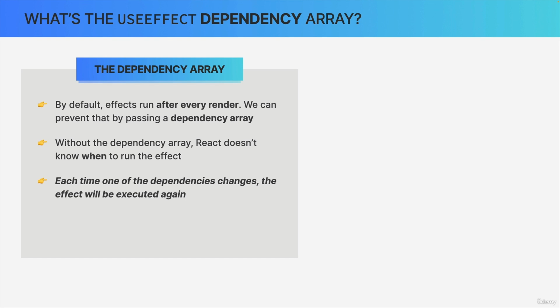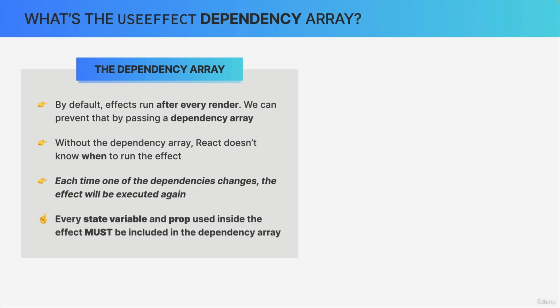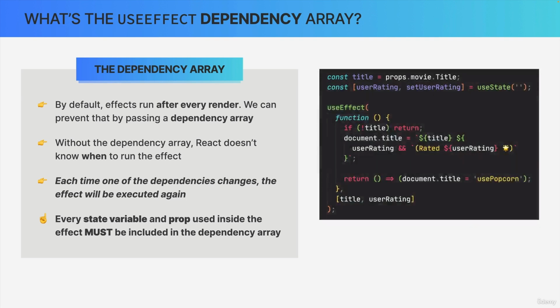Now, what exactly are those dependencies? Well, effect dependencies are state variables and props that are used inside the effect. And the rule is that each and every one of those state variables and props must be included in the dependency array. But let's take a look at an example to understand what I'm talking about. And the code here is really not important.